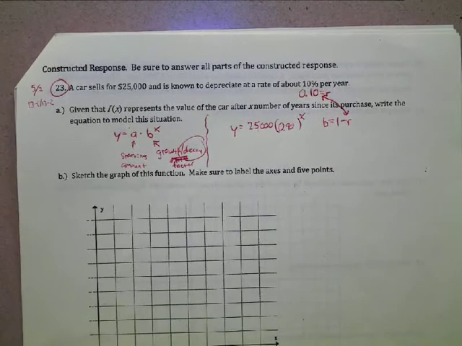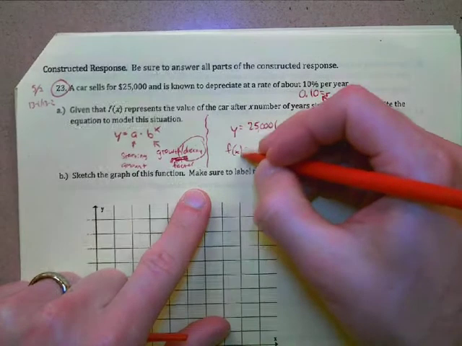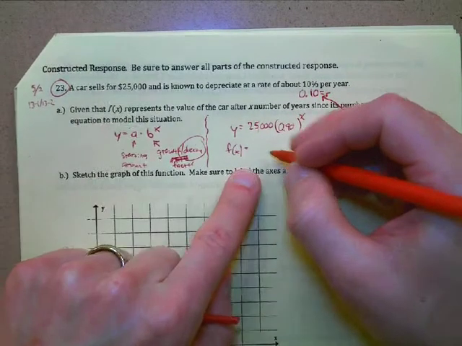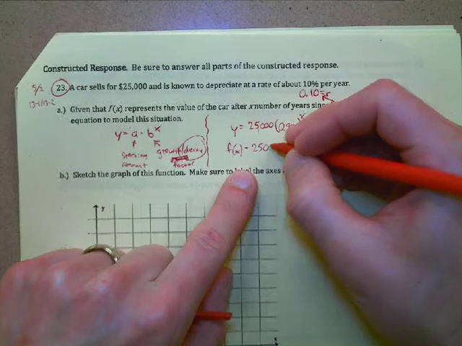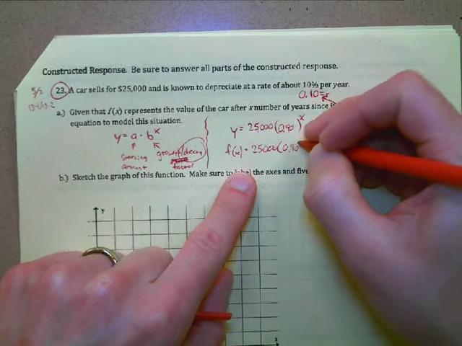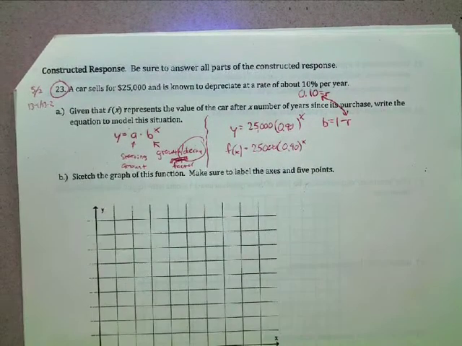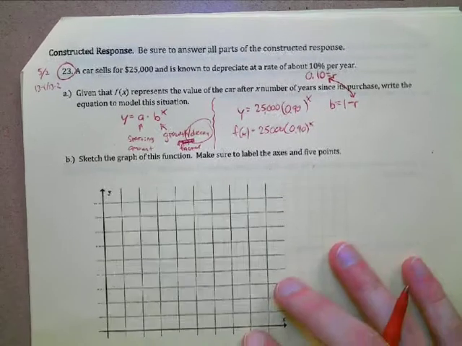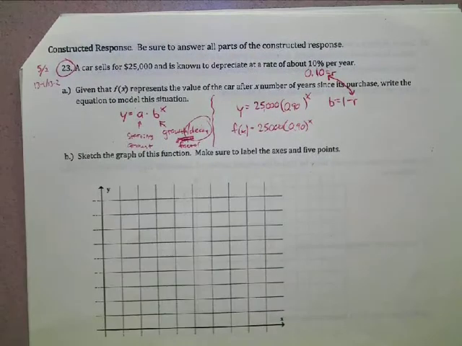Oh, I guess technically I should put f of X here, because it does say given f of X. So. Okay, just like that. Okay? And then it asks us, so any questions up to that point? Is there any questions up to that point?